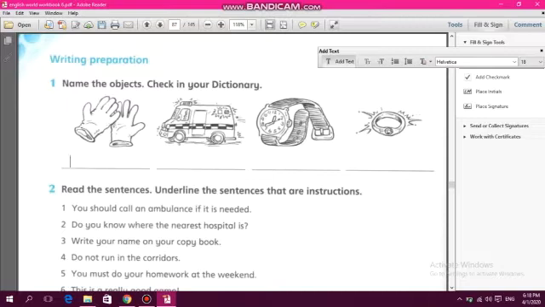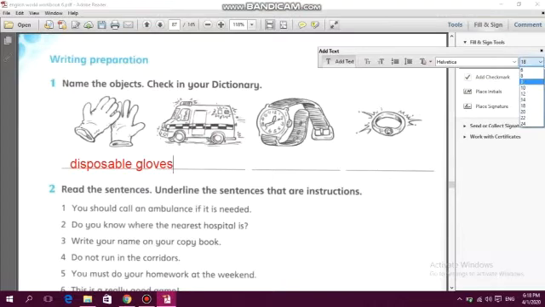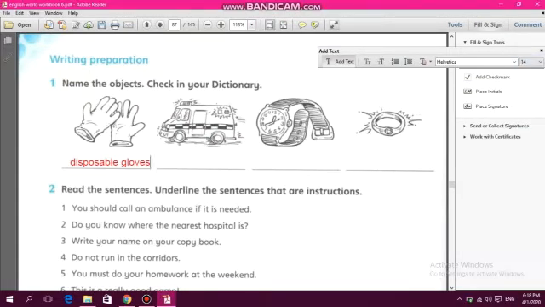What can you see in the first picture? These are gloves, but they are not normal gloves. They are disposable gloves. This means that you can use them only once. So we have here disposable gloves. And the second picture, of course, سيارة إسعاف, ambulance, بنسميها ambulance. Of course, here it's a watch. watch هي ساعة اليد اللي بنلبسها في ايدنا بنسميها watch. And the last thing is ring, خاتم.